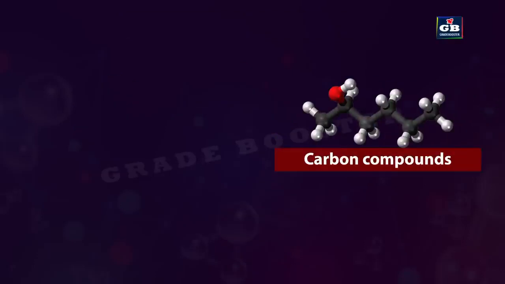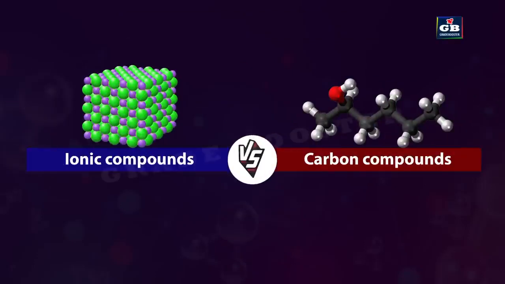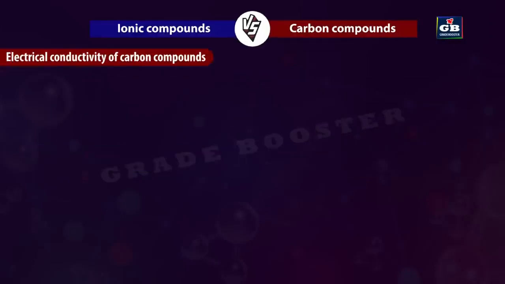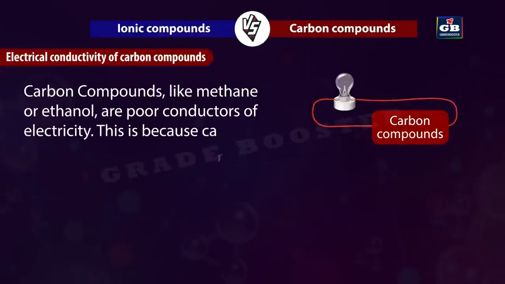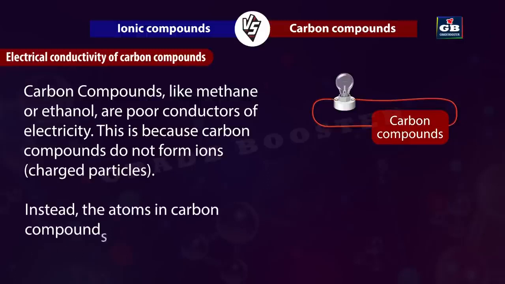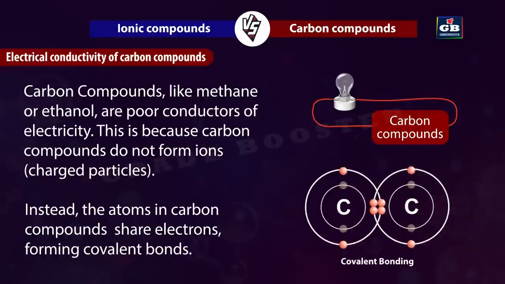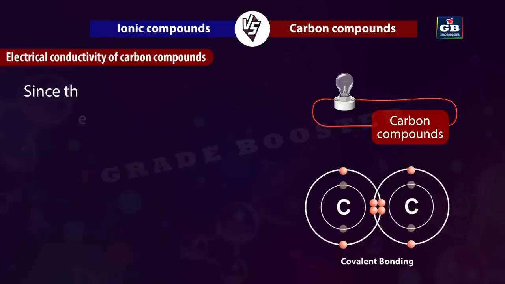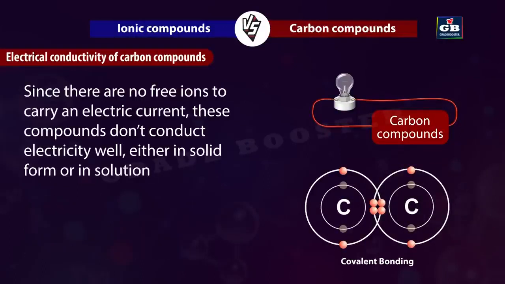Differences between carbon compounds and ionic compounds. Electrical conductivity. Carbon compounds like methane or ethanol are poor conductors of electricity. This is because carbon compounds do not form ions, meaning charged particles. Instead, the atoms in carbon compounds share electrons and form covalent bonds. Since there are no free ions to carry an electric current, these compounds do not conduct electricity well, either in solid form or in solution.